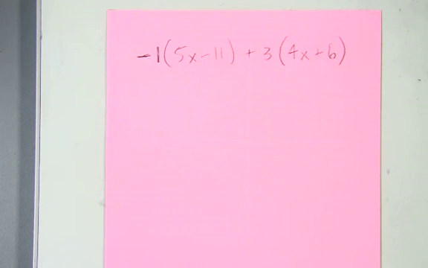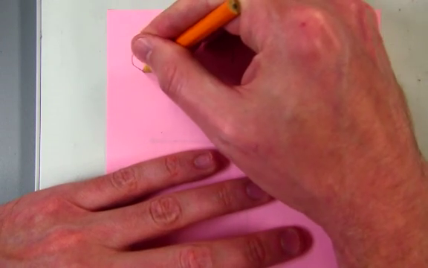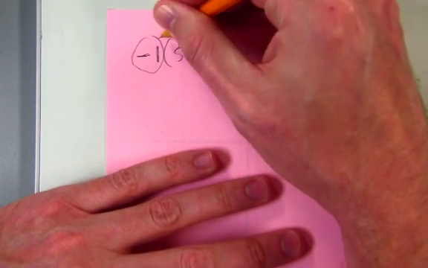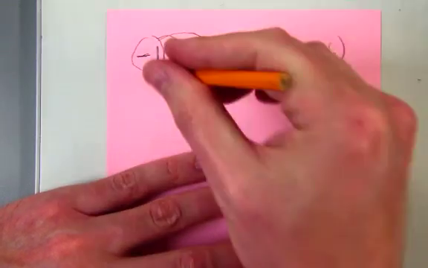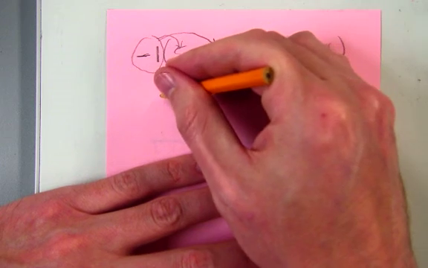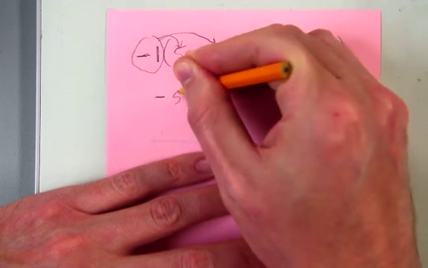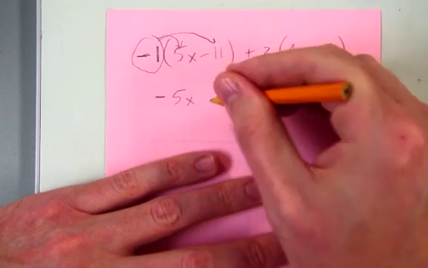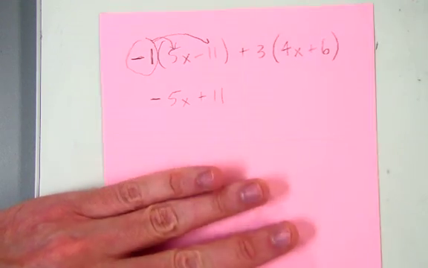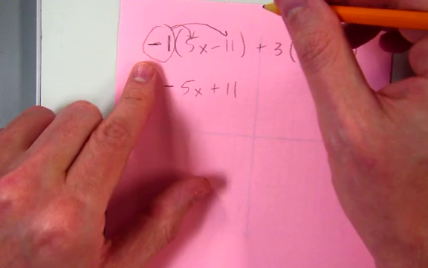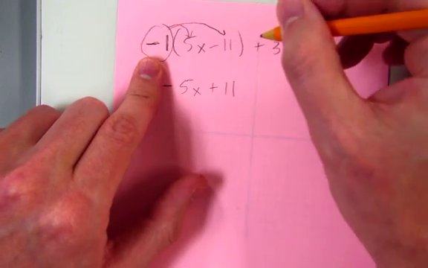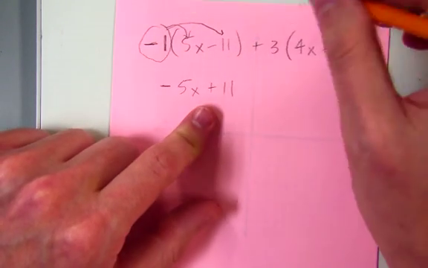Okay, and so our first step here is use that distributive property we talked about to get rid of these parentheses. So I'm going to take this negative 1, and I'm going to distribute it to each of the terms inside of my parentheses. So negative 1 times 5x here is negative 5x. And then negative 1 times negative 11 is going to make that positive 11. You'll notice when I had a negative sign in front here, all I really did was I changed all my signs. That's a pattern that you'll see pretty often.